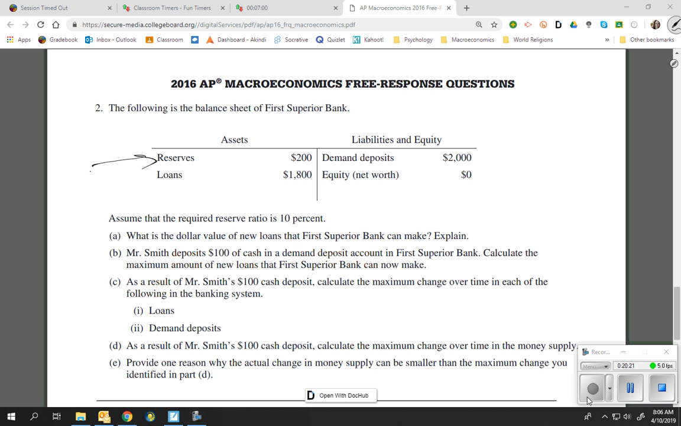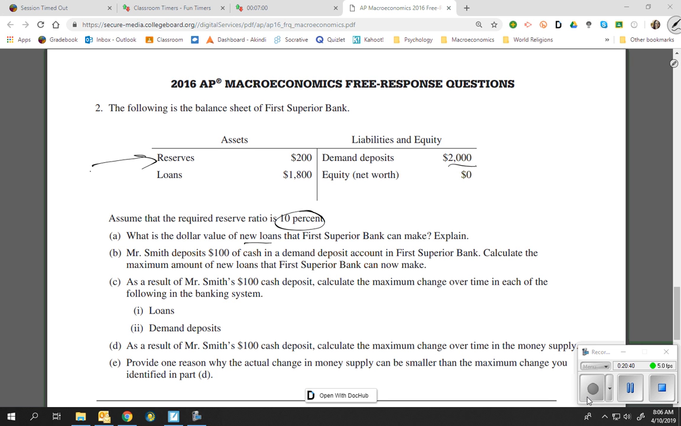You can't, that's already loaned out. That $800 is already loaned out. That's why it's called loans and not excess reserves. That's why they said new loans, because that's already loaned out. So, 2,000 is in our demand deposits. 10% is required reserves, the rest is in excess.